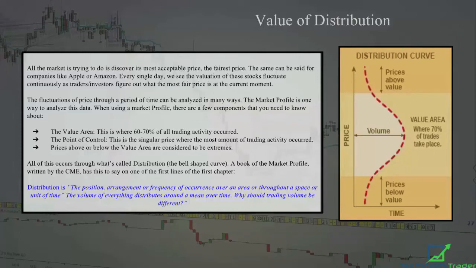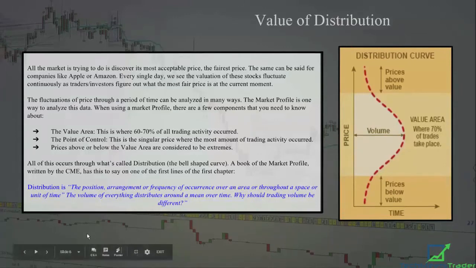Looking at the image to the right of the text, we can see a bell-shaped curve where price is vertical and time is horizontal. We can also see where 70% of all trades have taken place, which is the value area, and we could also see prices above value and prices below value.